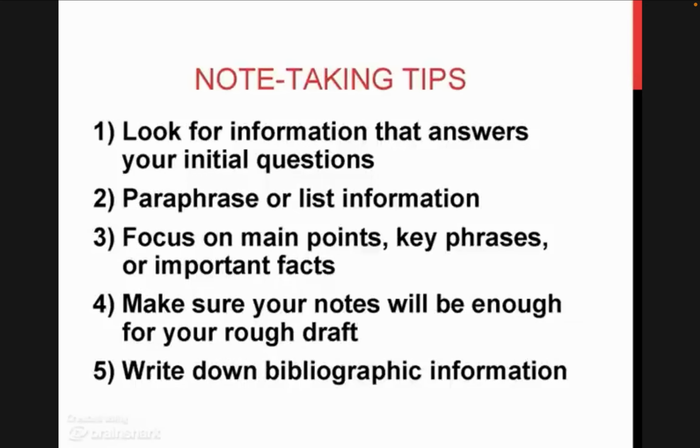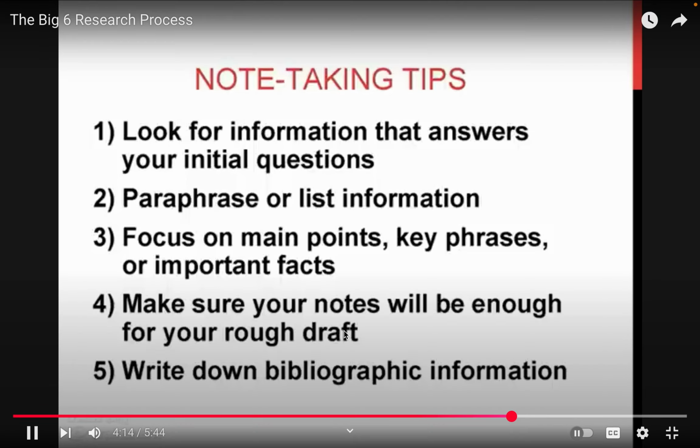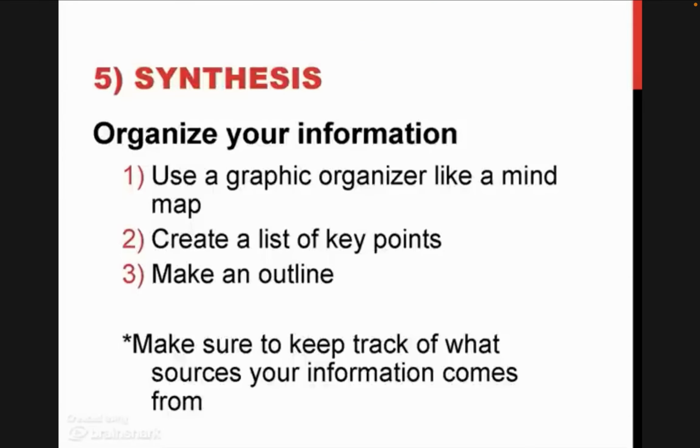Also, make sure you write down bibliographic information, because if you don't do this, you'll have to go back and look through all your sources again. So it's a good tip to write down any bibliographic information as you're taking the notes, so you don't have to backtrack later on. Once you've compiled all your notes, now you need to synthesize the information, which is kind of like a summary, but you use that information for what you're trying to say about your research. Here's how you can organize your information. Use a graphic organizer like a mind map, or you could create a list of key points, or make an outline. I like to use outlines because it helps me list my information and organize it into paragraphs later on. Make sure that you also keep track of what sources your information comes from. You're probably going to have to cite them during your paper, so you want to make sure that you remember what information comes from what source.